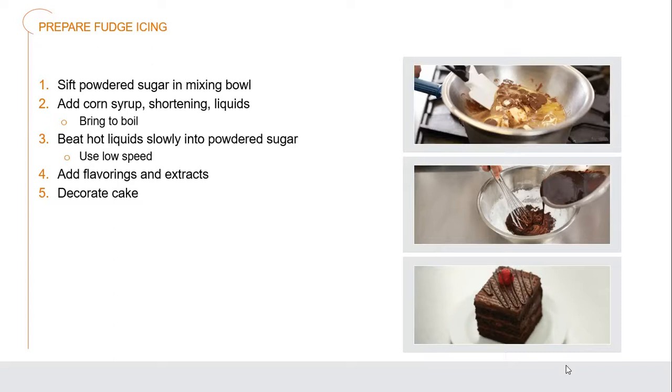And so if we take a look at fudge icing, how do we make that? We sift powdered sugar into a mixing bowl, we add corn syrup and shortening and other liquids, we bring all of this up to the boil, and then we beat the hot liquid slowly into the powdered sugar, as you can see in the second picture right down here. When we're adding that hot ingredient in and beating it using a slow speed, otherwise you're going to lose half of that powdered sugar, and then we're adding any flavoring extracts to it. There may be some vanilla that you add to it, maybe some bourbon or anything like that, and then we can decorate the cake afterwards.